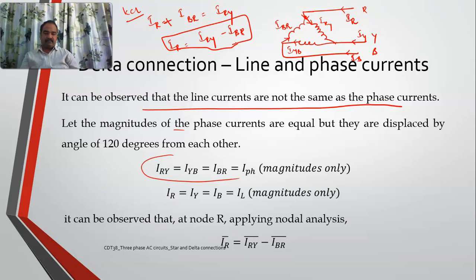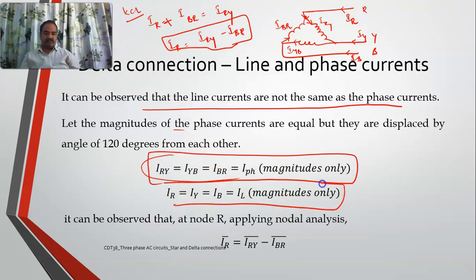Okay. Now the phase currents will be equal in magnitude, whereas the line currents also will be equal in magnitude, but their angles will be separated by 120 degrees if it is a balanced system. Okay. So now what is IR now? It is IRY minus IBR, right?